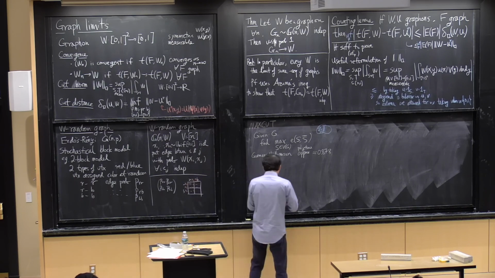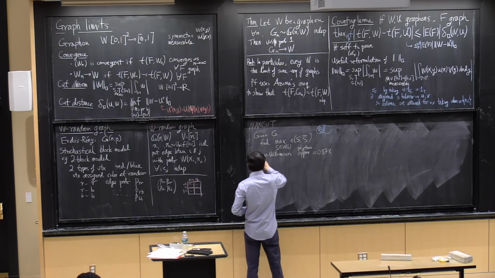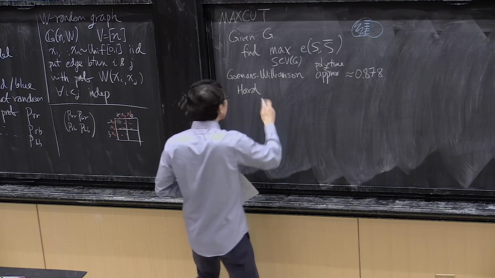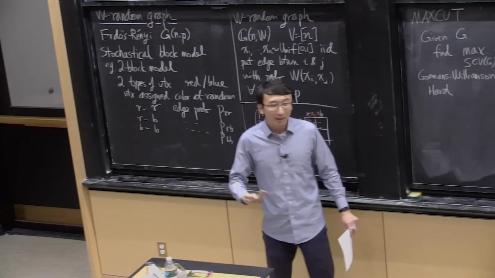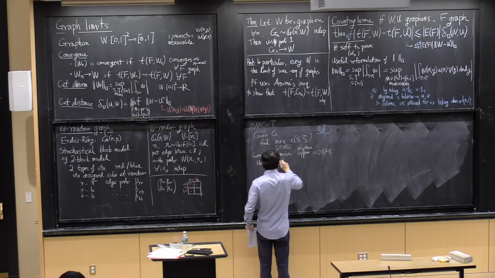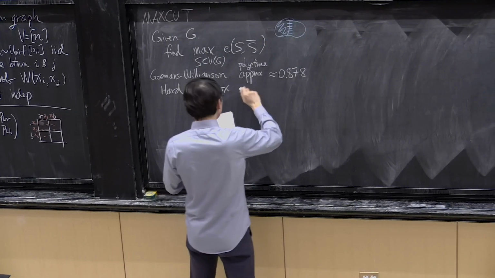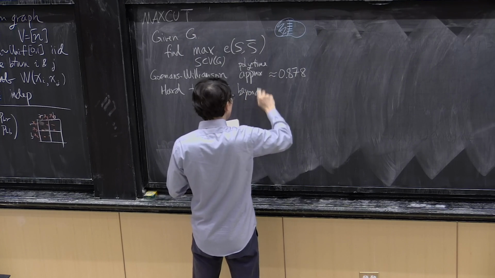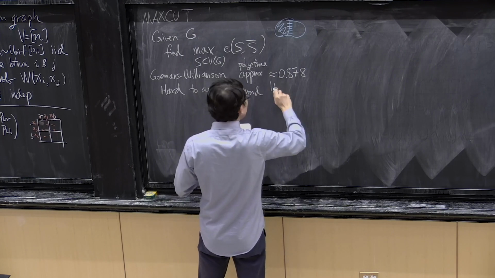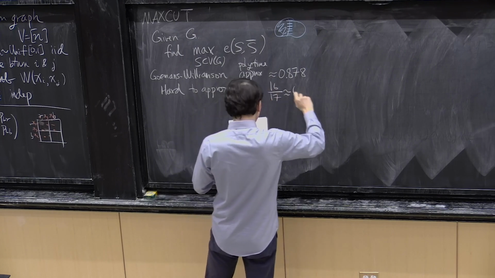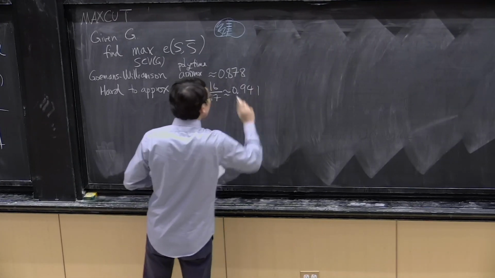However, it is known that it is hard, in the sense of complexity theory, so NP-hard, to approximate beyond the ratio 16/17, which is around 0.941.